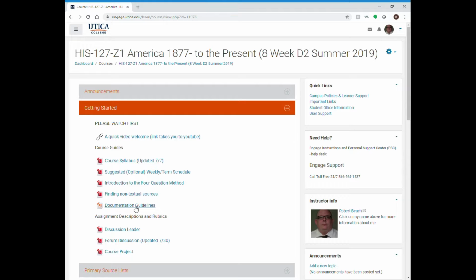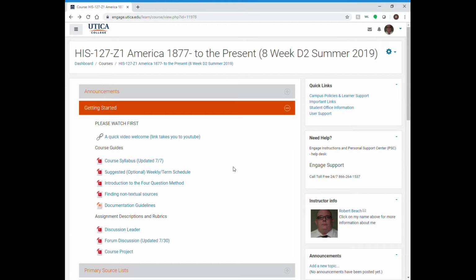The other document is the documentation guidelines. I've noticed only like 3 or 4 students that have been giving me accurate and full citations. So we want to make sure that everyone is reviewing this document. This will show you how to cite the textbook. It will show you how to cite the articles that you're reading, and it will also show you how to cite pretty much anything else that you can find for this class.